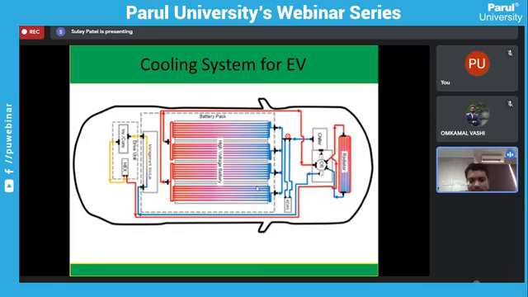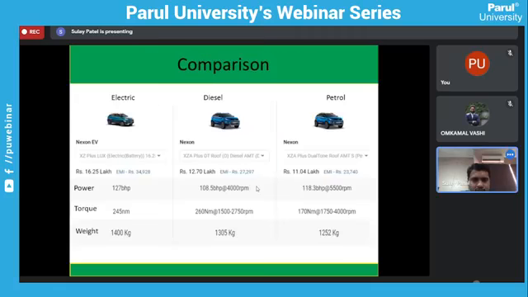The cooling system is there to cool down the battery as well as the controller, and in some cases the motor too. So here you can see the comparison of electric, diesel and petrol vehicles. These details I got from the Tata Motors website. I have compared the automatic version of all three Nexons. First one is XZ Plus electric, XZ Plus automatic diesel, and XZ Plus automatic petrol.